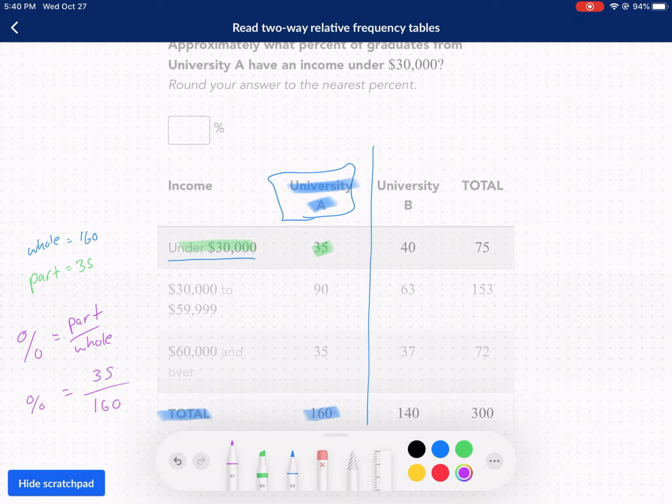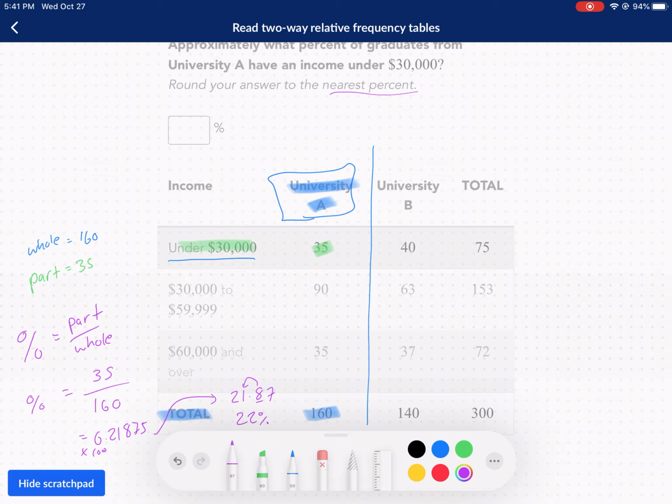So our percentage here is going to be, well, our decimal, after I do this division, I get 0.21875. Okay, probably going to round to the nearest percent. So I need to multiply this by 100, or move the decimal place over 2 times. And what do I get here? I converted to a percentage. If I multiply it by 100, I get 21.87. Okay, but I need to round to the nearest percent. That rounds it up. 22% is my answer, okay?